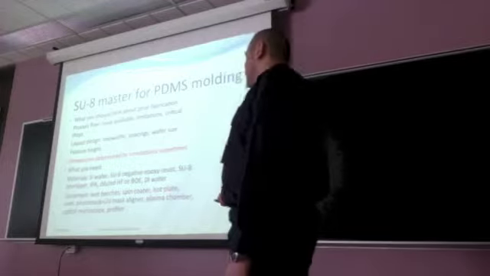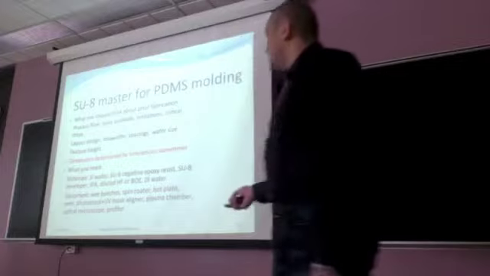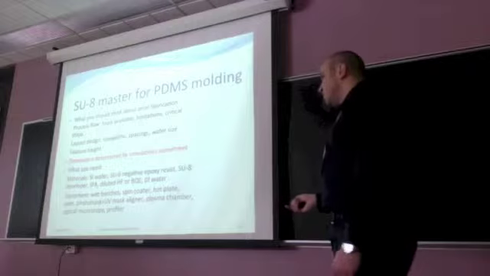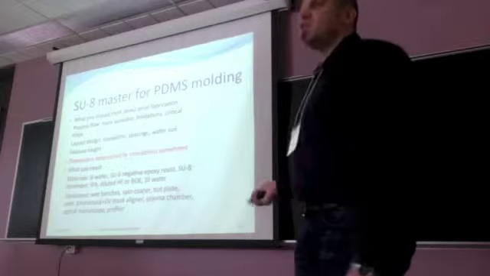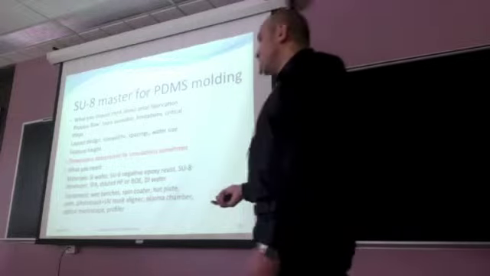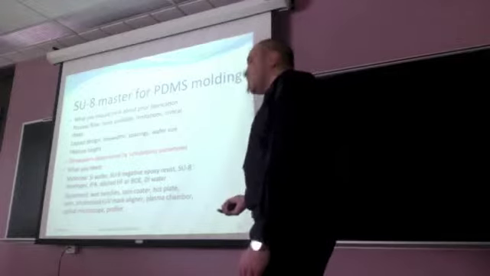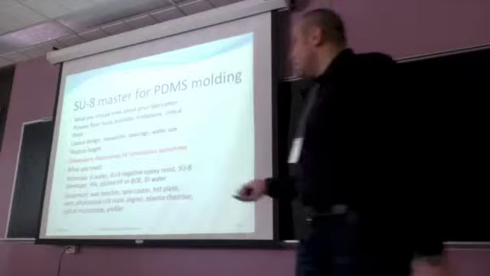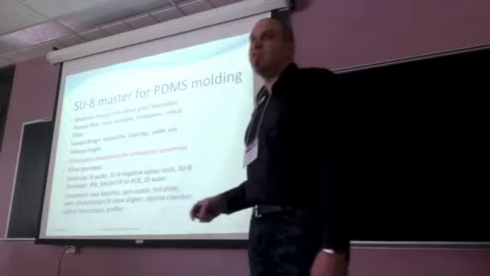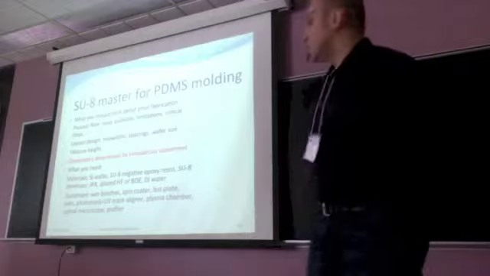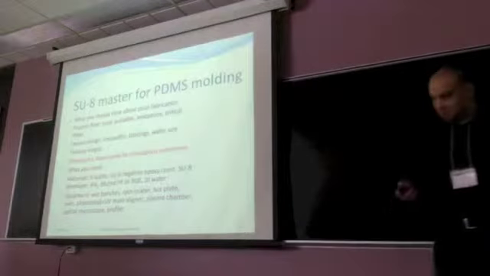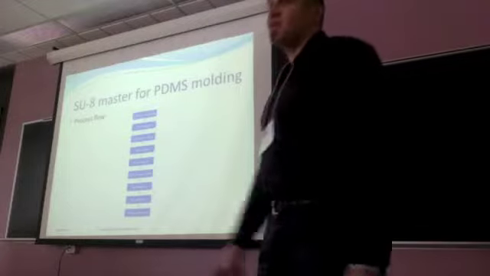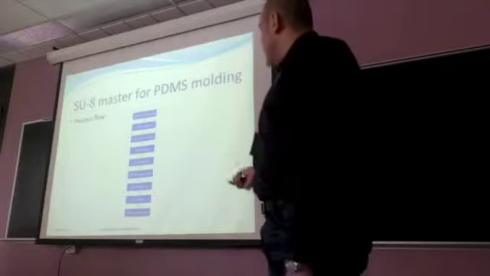For the equipment, you will use wet benches, a spin coater, a hot plate to cure the resist, an oven also, a photomask and a UV mask aligner, a plasma chamber, I will come back later to this one, and an optical microscope and profiler to characterize your structures. So let's see now the process flow to fabricate the SU8 master. As I told you, there are 9 main steps.